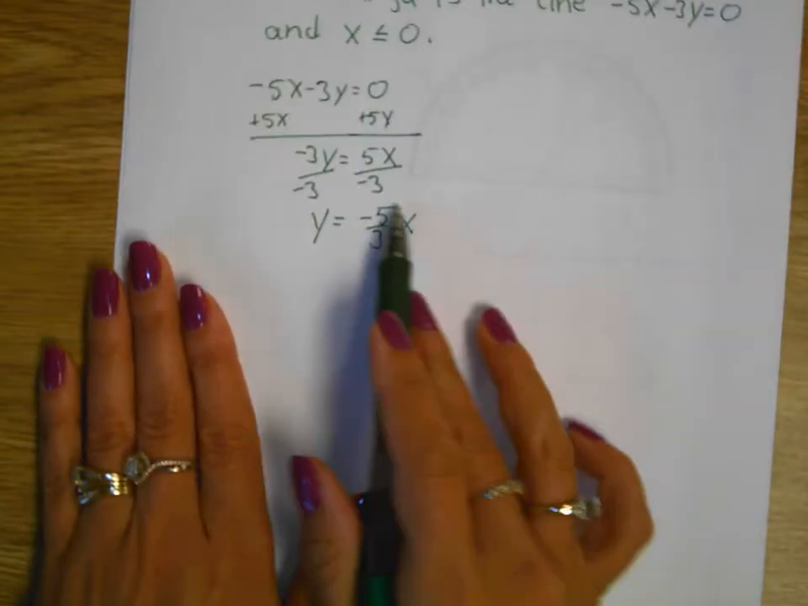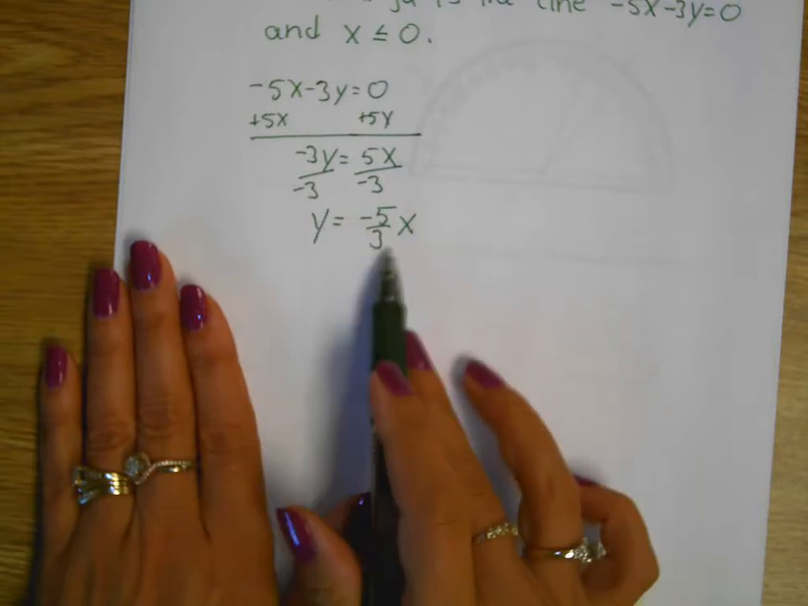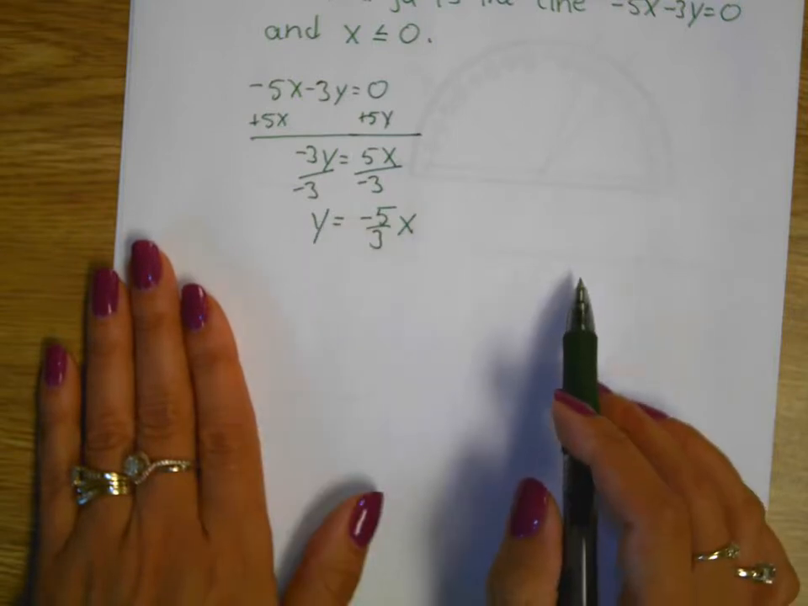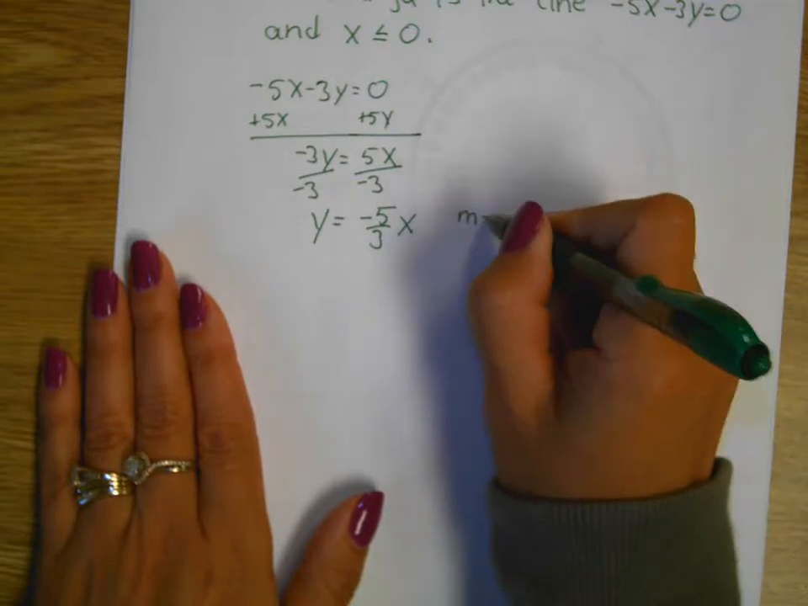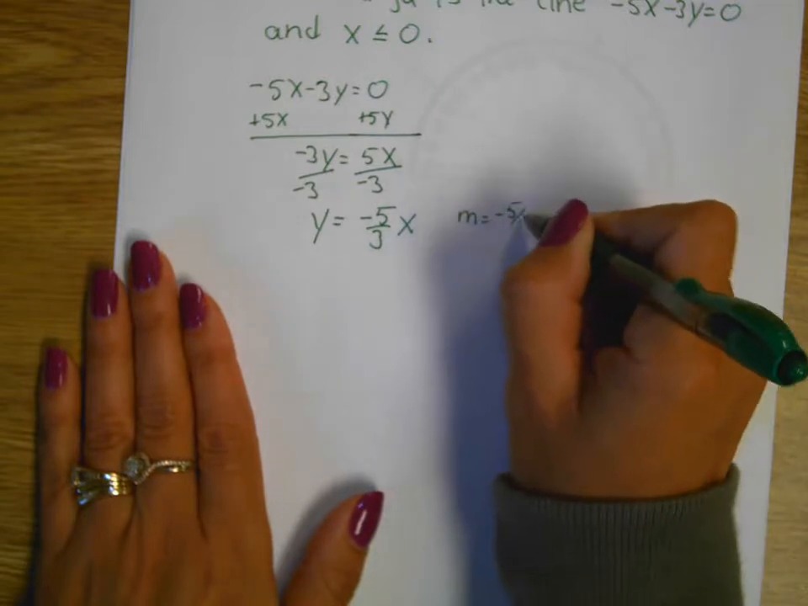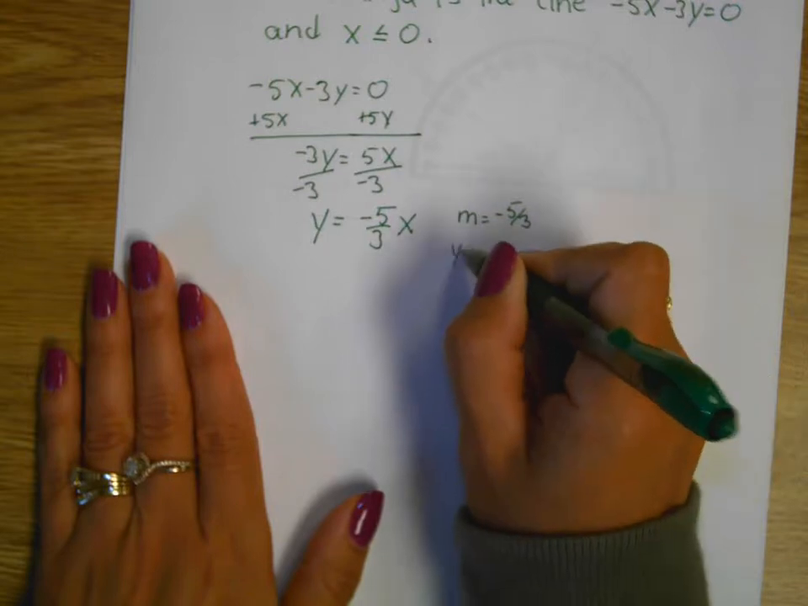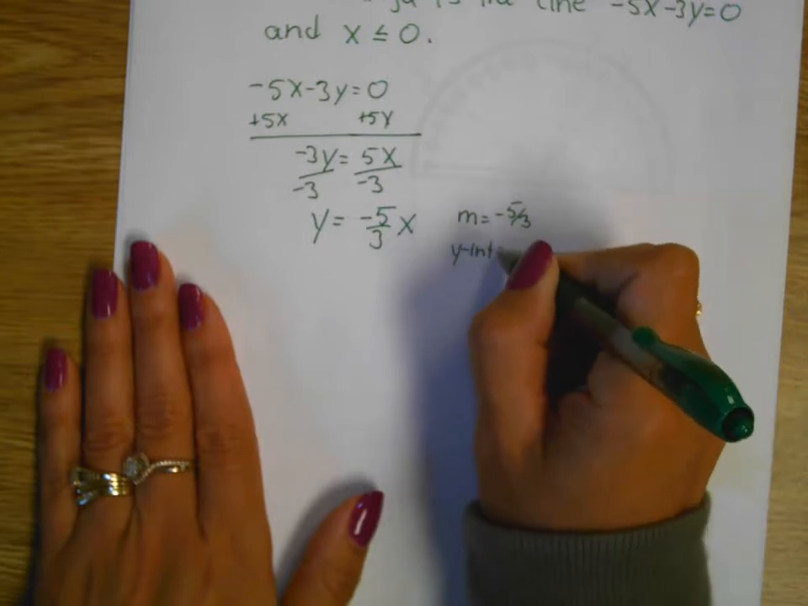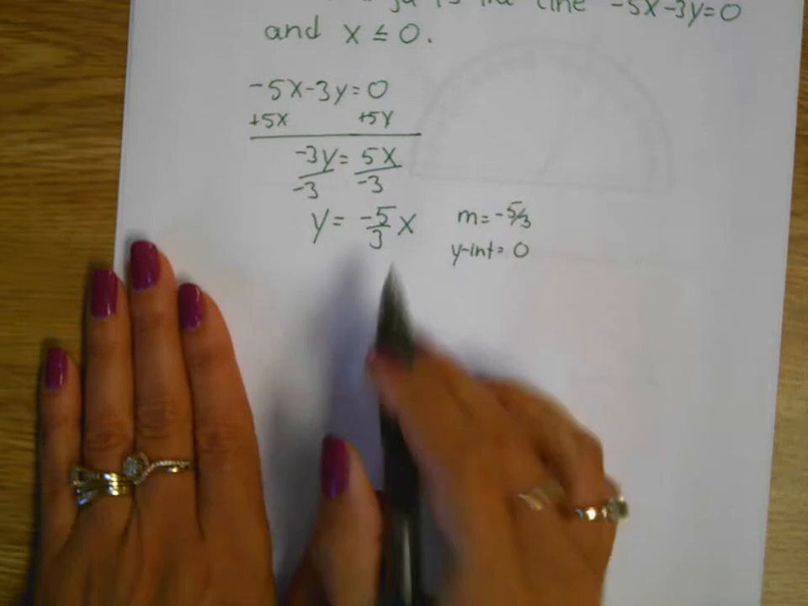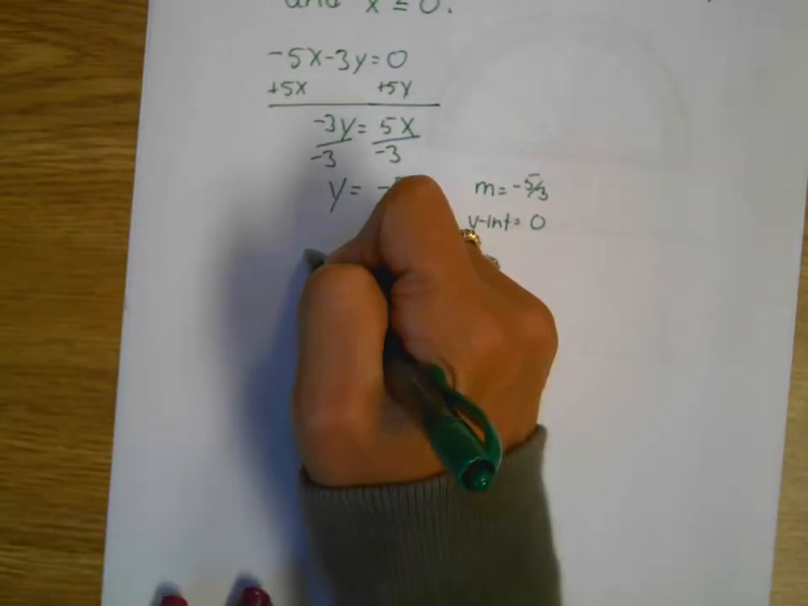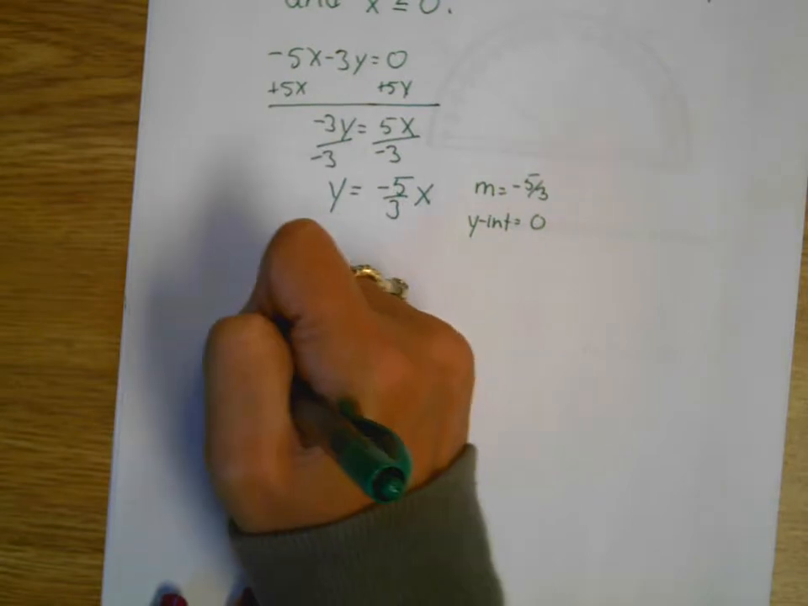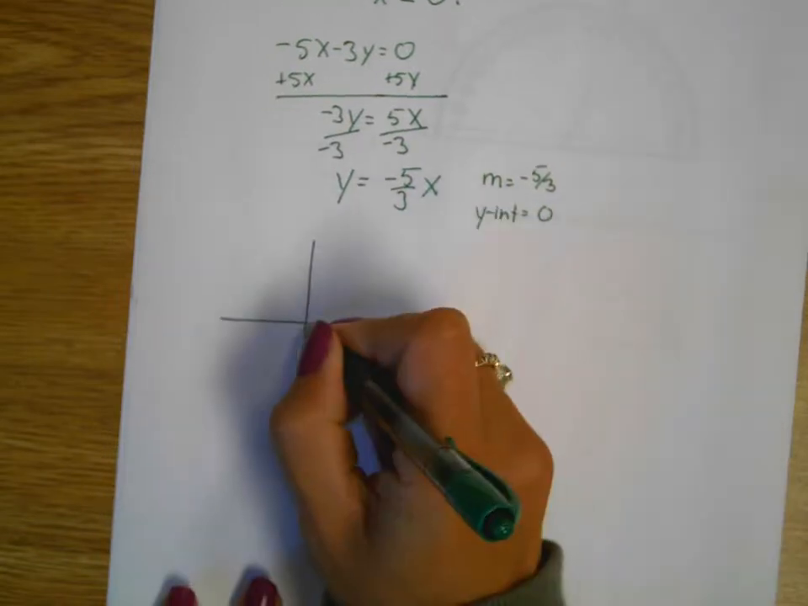So now that you see the line written like this, what can you tell me about this line? Adam. Slope is negative 5. Slope is negative 5/3. What's its y-intercept? It'd be 0. It's going through the origin because there's no plus or minus a number here. All right. So we'll graph it. Passes through the origin.